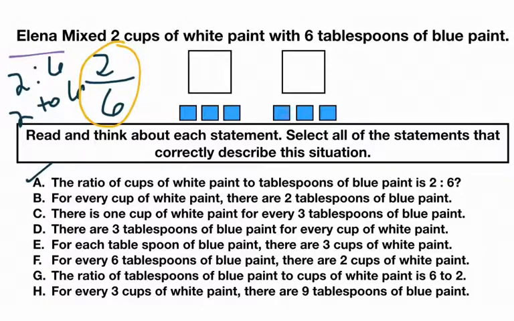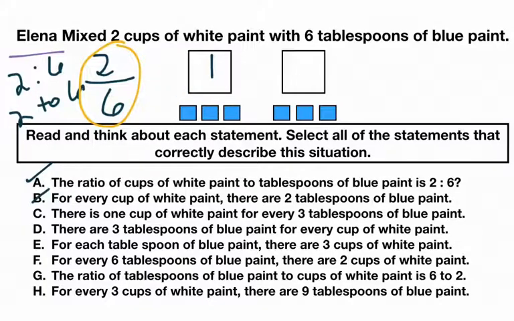B says, for every cup of white paint, there are 2 tablespoons of blue paint. Well, for every 1 cup of white paint, there are actually 3 tablespoons, not 2. So I don't like that statement. That doesn't work out, and I'm not going to pick that one.